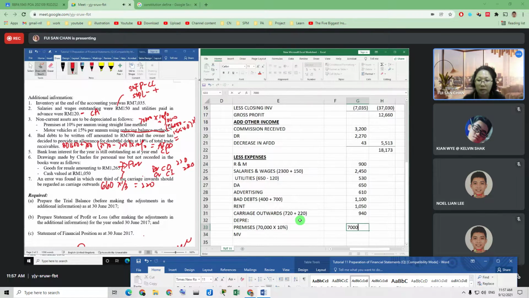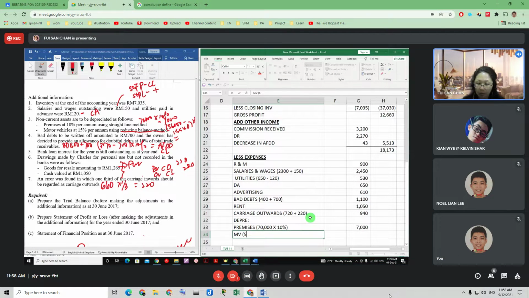So it's 7,000. Now, for motor vehicle, because it's net book value, got to be careful. You say reducing balance method, meaning we use net book value. So our cost is 56, minus our accumulated depreciation at the beginning of the year, and then times 15%. Is it 15%? Yes.